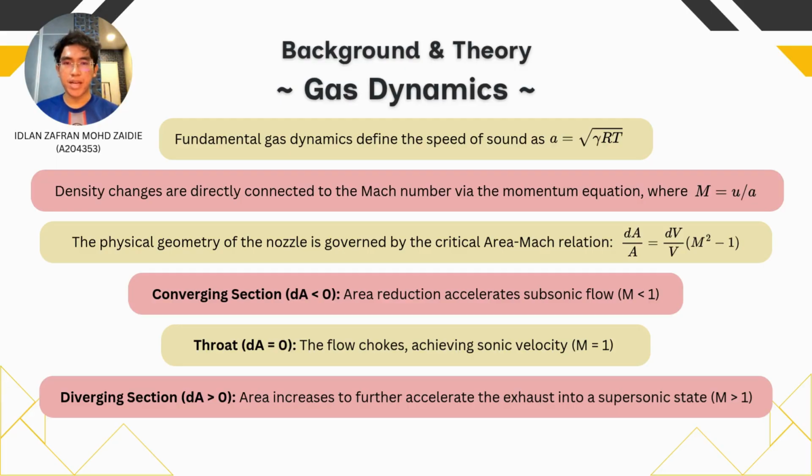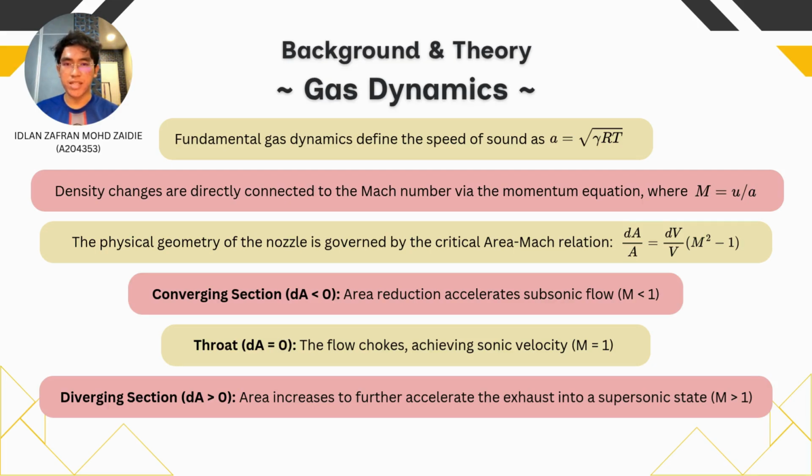Diving deeper into gas dynamics, the fundamental equations define the speed of sound as a equals the square root of gamma RT. Furthermore, density changes are directly connected to the Mach number via the momentum equation, where M is equal to U over a. The physical geometry of the nozzle is governed by the critical area-Mach relation, which is dA over A equals dV over V times M squared minus 1. This equation dictates the flow behavior across three distinct sections.